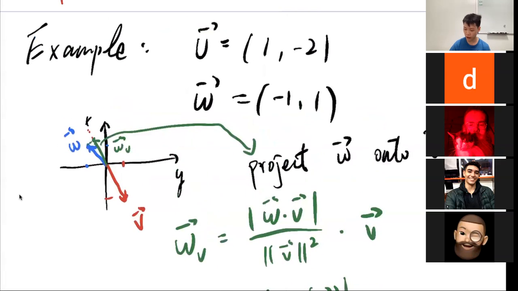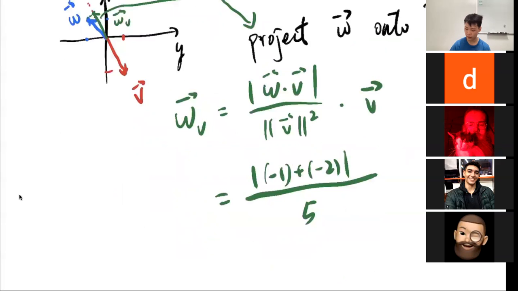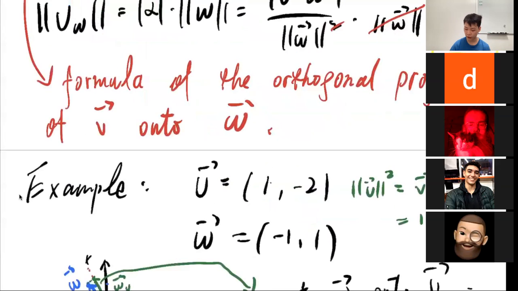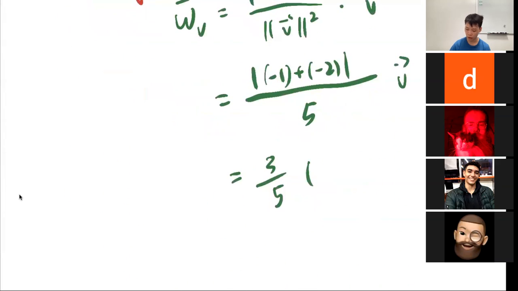What is the length of V squared? This is actually V dot V. What is V dot V? It's 1 times 1 plus -2 times -2, so 4, which is 5. Divided by 5. So -1 plus -2 is 3. So this is 3 over 5, sorry, times vector V, which is (1, -2). So this is 3 over 5, -6 over 5.